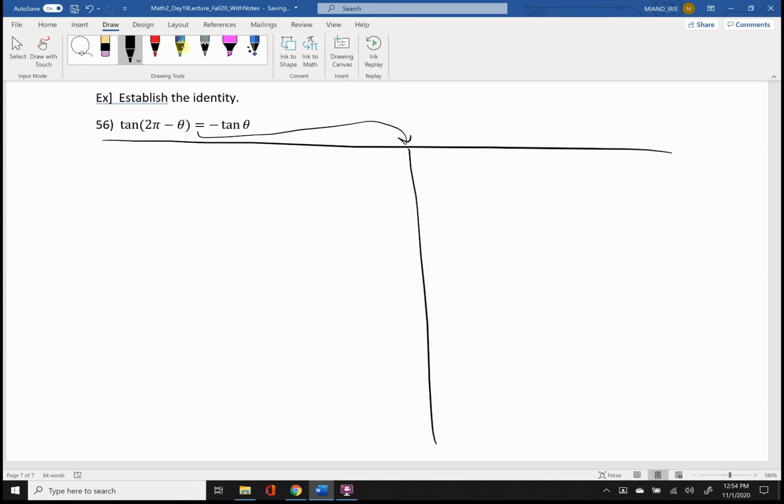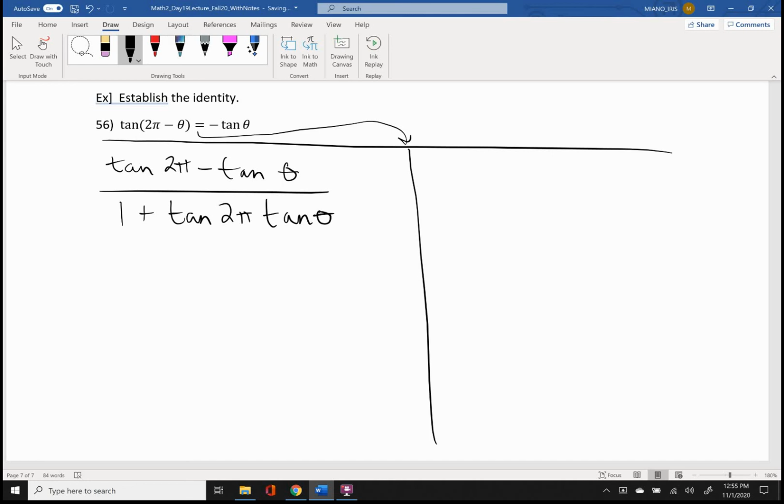Okay, so then what am I going to do? I'm going to use the tangent difference formula, which is tan of 2 pi minus the tangent of theta over 1 plus tangent 2 pi tangent theta.